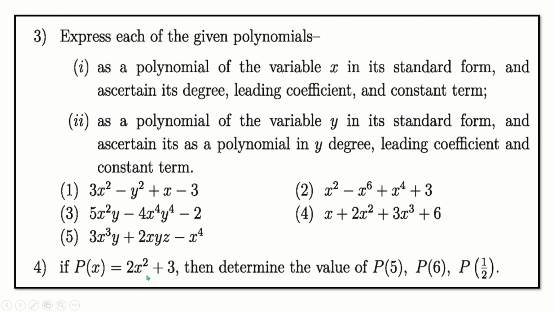For the next one, if P of x is equal to 2x squared plus 3, what will be the value of P of 5? P of 5 means 2 into 25, that means 50, plus 3, is 55. And in this way, you have to find P of 6 and P of half. Clear everyone? Okay. So everybody will complete this lecture. Only this lecture you have to complete. That will be homework.